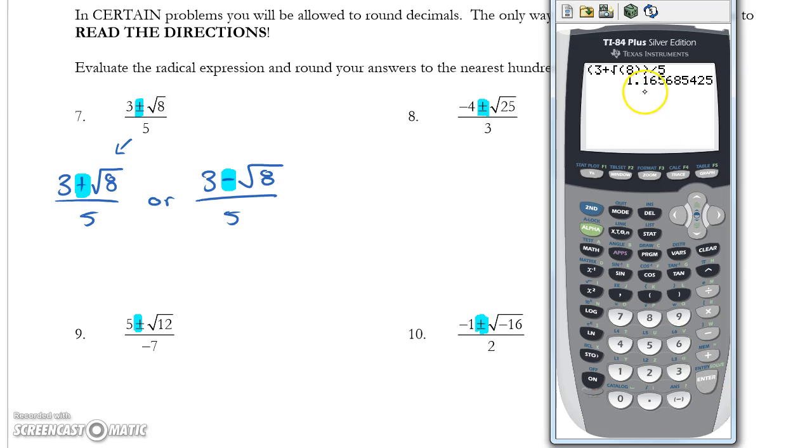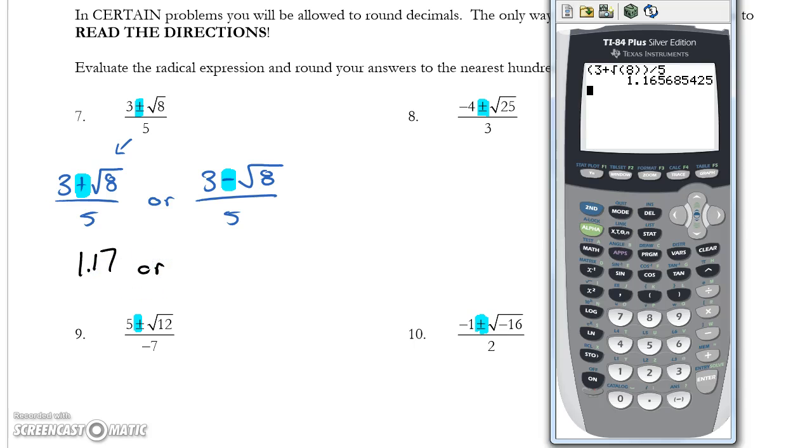I get 1.165. Hundredths is 2 decimal places. That means I look at the third, it tells me what to do with the second. 5, 6, 7, 8, or 9 means bump the second one up 1. 0, 1, 2, 3, or 4 means keep the second one the same. This is a 5, that means bump this up to 1.17.